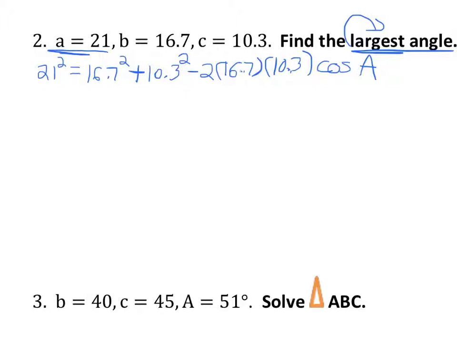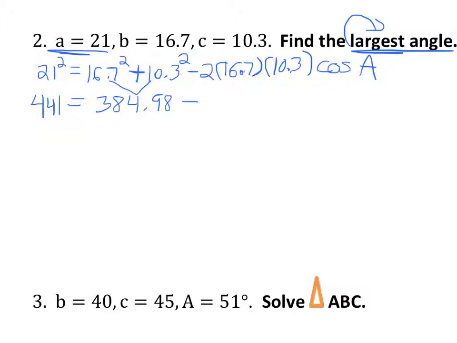Now this isn't going to be as easy as the last time when we did law of cosine, so I'm going to do this step by step. But the good thing is that all I have to do is find angle A, so I'm just going to rely on the calculator. When I put 21 squared in, I get 441. I'm going to add these together to save some time: 16.7 squared plus 10.3 squared gives us 384.98.